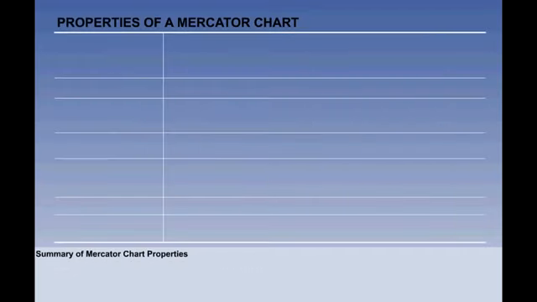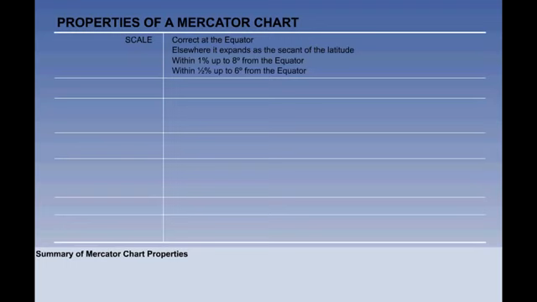So now let's summarize these properties. We'll list them and go through them more briefly this time. Scale. Scale is correct at the equator. Elsewhere, it expands as the secant of the latitude. It is within 1% of the scale at the equator, up to 8 degrees north or south of the equator, and within 0.5% up to 6 degrees from the equator.